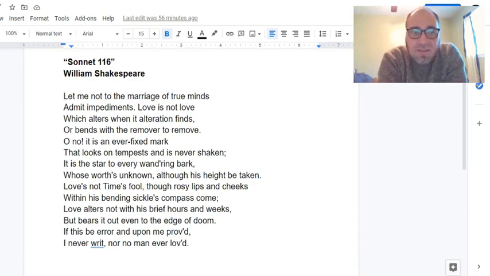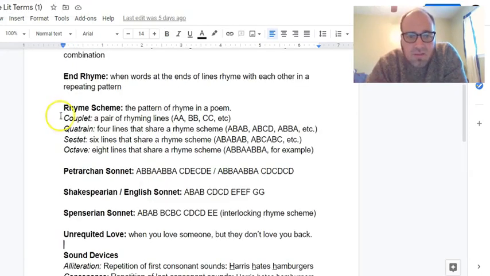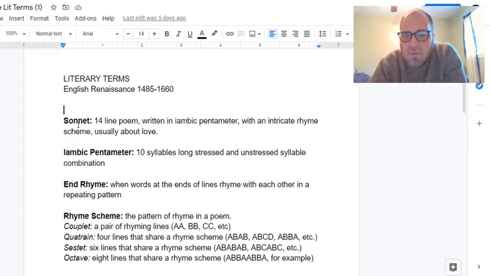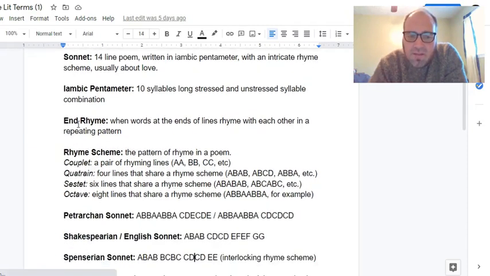So you definitely want to pay attention to the sonnets that we're reading today, and you can always go back and look at the ones that we've done earlier. Remember that a sonnet is a 14-line poem written in iambic pentameter with an intricate rhyme scheme, usually about love. Iambic pentameter means we got 10-syllable long lines. Its intricate rhyme scheme is defined by end rhyme, usually composed of couplets, quatrains, sestets, and octaves.